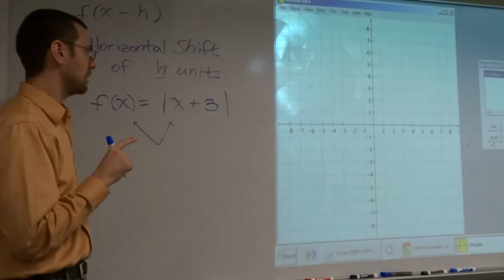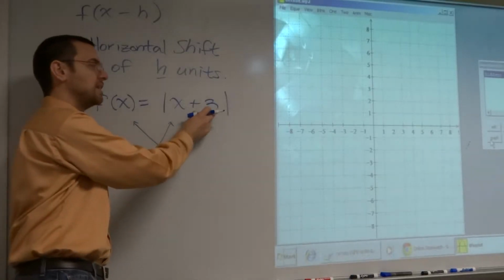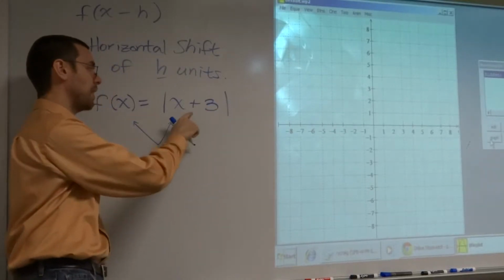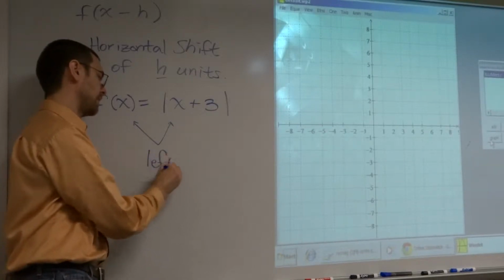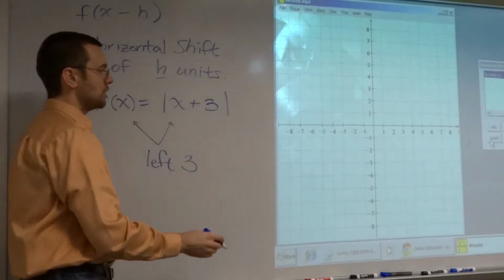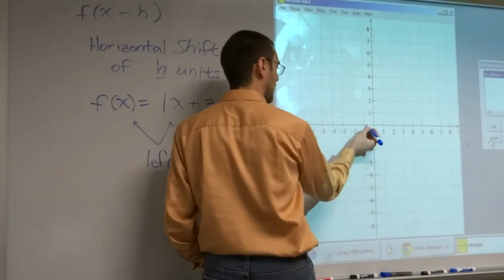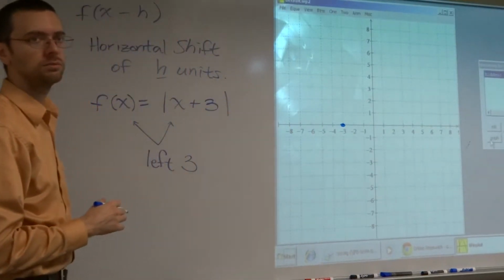Left. Notice this guy's inside your function, right? He's giving you a head start, so you're going to be doing the opposite of what you see here, which means what? Negative 3. So you're going to be going to the left 3. So that means you shift to the left 3. And that's going to be your vertex.